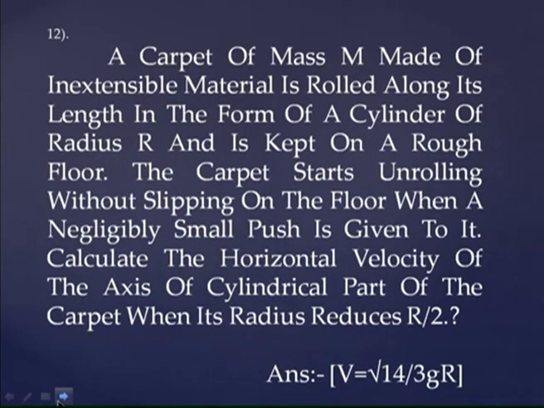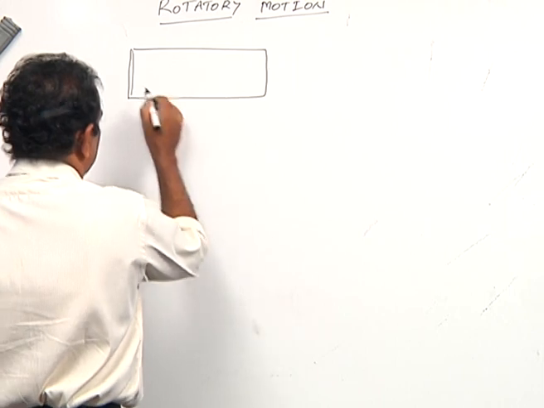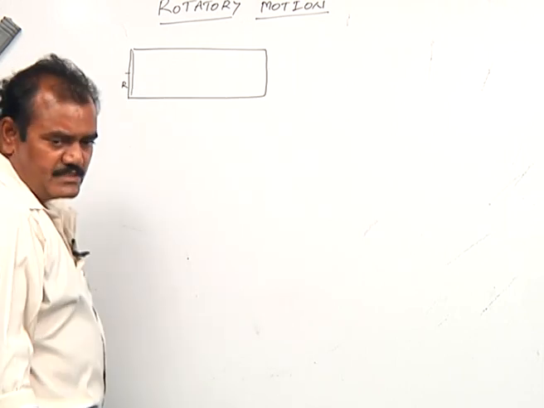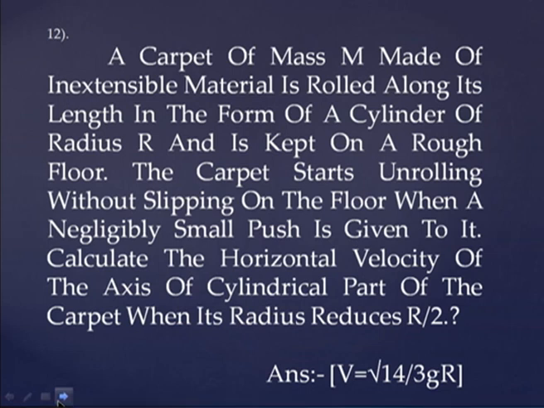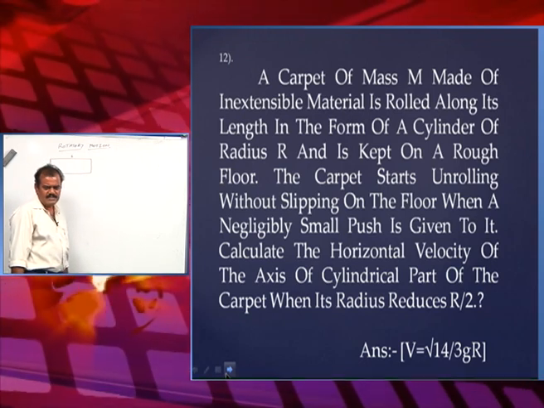This is slightly difficult because this problem is based on conservation of energy. A carpet of mass m, made of inextensible material, is rolled along its length in the form of a cylinder of radius r. So first, we take a carpet of radius r and mass m. We consider that its length is L. It is rolled along the length in the form of a cylinder of radius r and is kept on a rough floor.